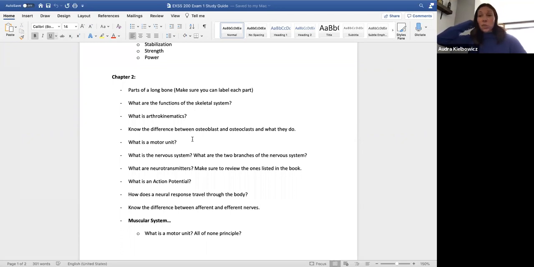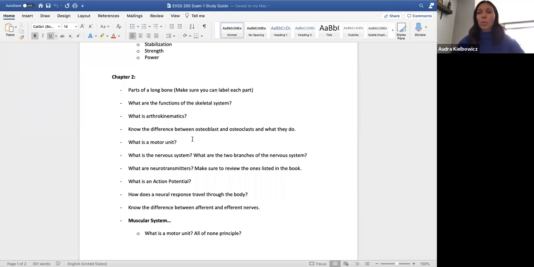Then we get into the nervous system. Okay, so talk about or look at what the nervous system is, the branches of the nervous system. So the central nervous system, peripheral nervous system, look into those. What an action potential is. This is also in your muscular system chapter as well, because they kind of go hand in hand. How nerves are transferred throughout the body.